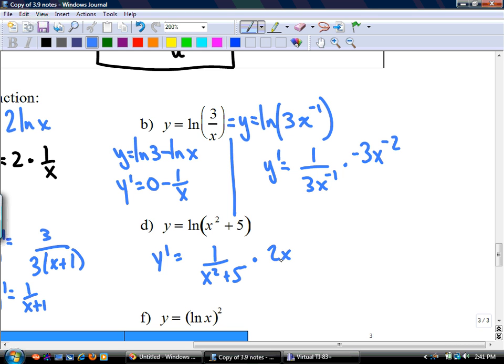Times 2x. So we would write it as 2x over x squared plus 5. How are we doing? Mr. Epp, is it not so bad? Or is it so bad? I'm getting a kind of strange look. Tess, what's bugging you? Because it's logarithms?